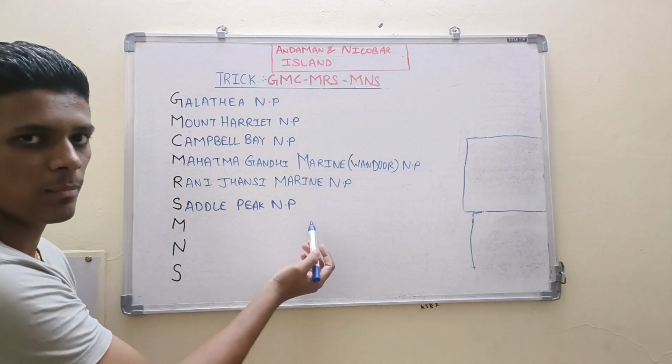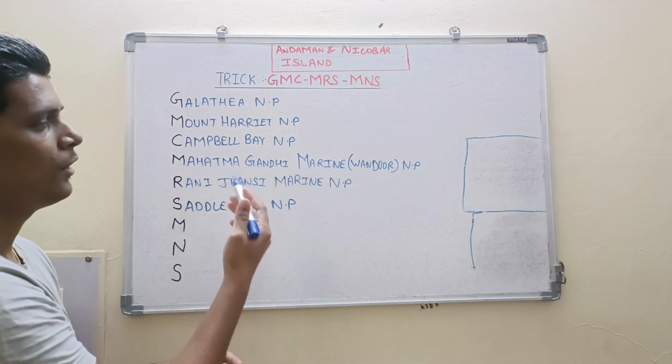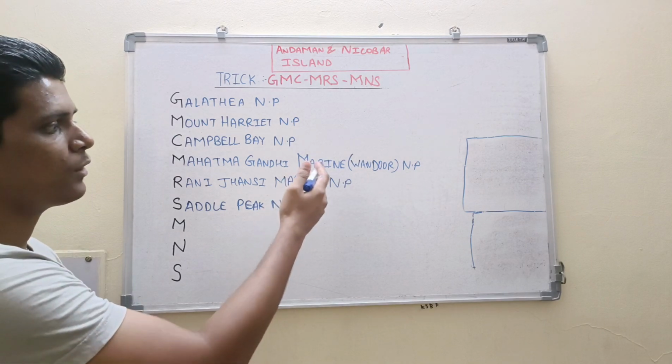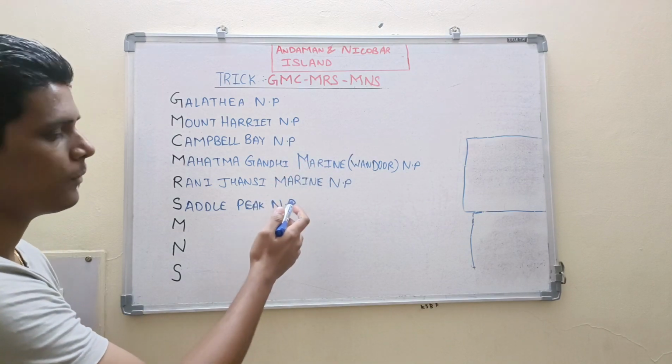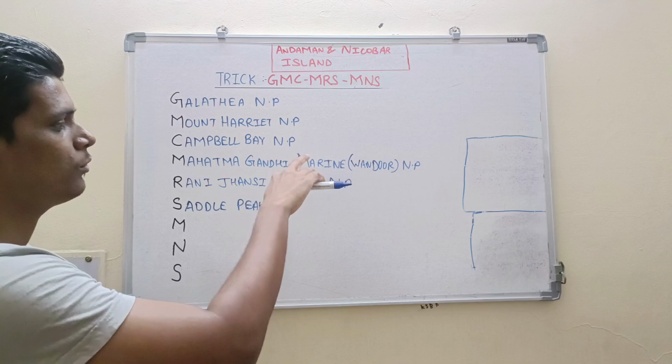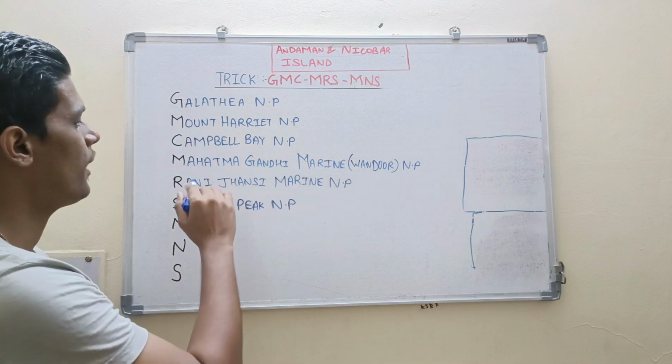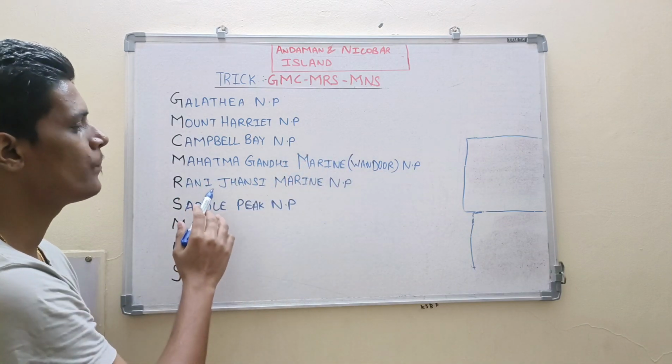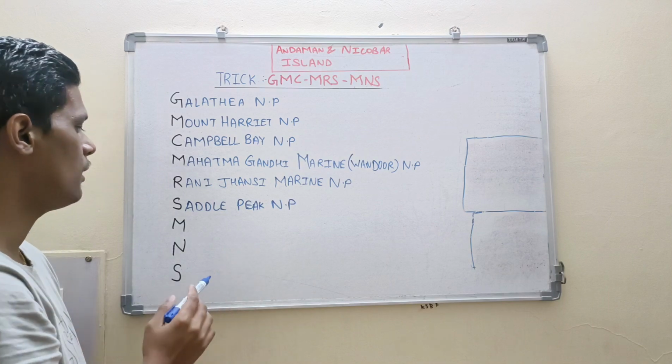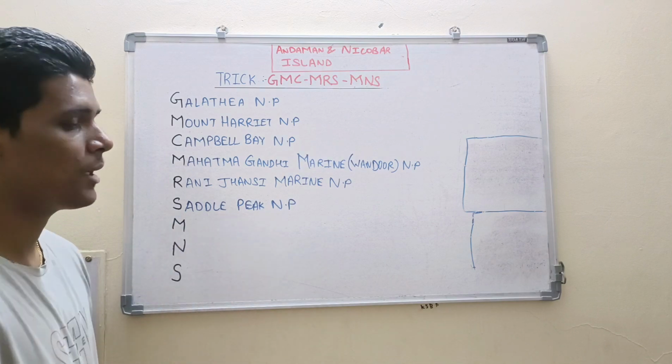See, these both are marine national parks. As these two are together, one on top and another at the bottom, you will remember that the top and bottom are MR, that is Mahatma Gandhi Marine Wonder National Park and Rani Jhansi Marine National Park. Okay, and then S stands for Saddle Peak National Park.